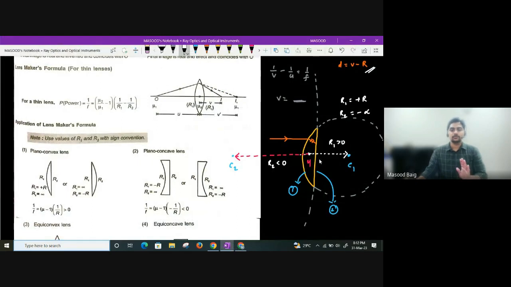Why did we take minus infinity? Because the plane surface will be part of a very large sphere, guys. Large sphere means you can consider an almost infinite radius. Now, if you apply the formula, a very basic part again.